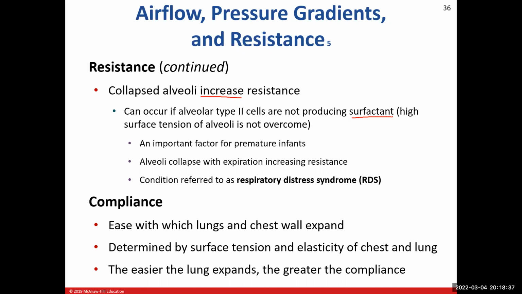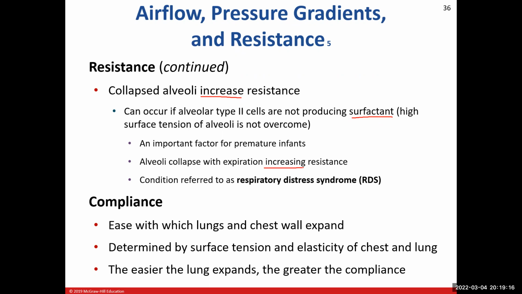And unfortunately, surfactant isn't produced early on when you are developing as a baby inside of mommy. So if you were born premature, usually before the 25th week, you haven't really had time to produce surfactant, and that's why premature infants that are younger than that are usually on a ventilator to help them breathe. If you're close to that time, steroids can help get the alveolar type 2 cells to produce surfactant. So when they collapse, we will see an increase in our resistance. When the alveoli collapse, we call this condition respiratory distress syndrome, or RDS.